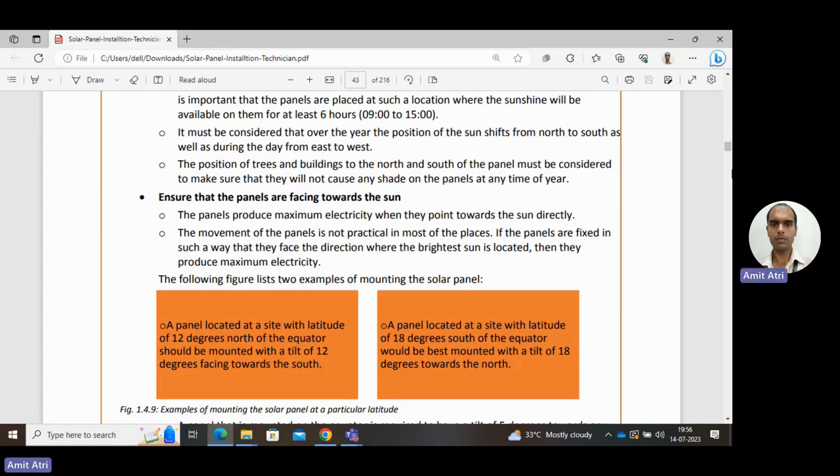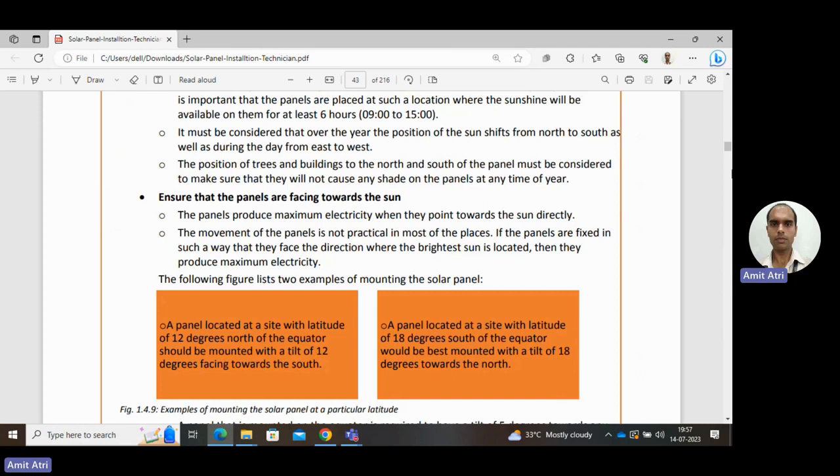Now the geographical factor comes in, because moving the panel everywhere is not practical. On a large scale it is not easy, and with large panels it is also not easy. So if the panels are fixed in such a way that they face a direction where the brightest sun is located, then they will produce maximum efficiency.